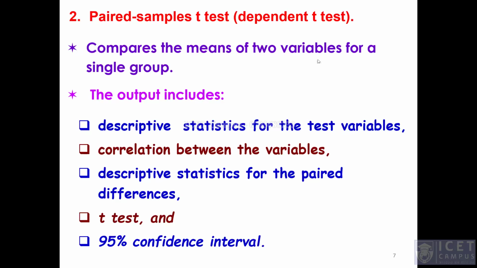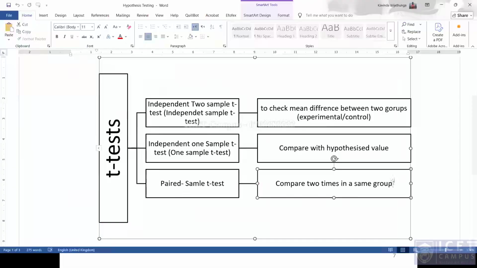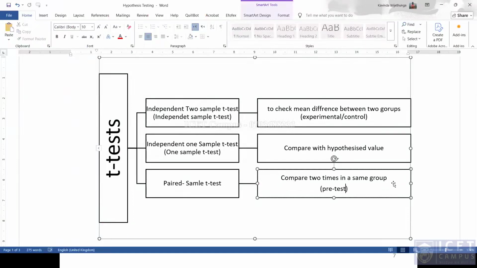Then the second thing we need to remember is that the paired sample t-test is used to compare two times in the same group. Like, we can easily write a pre-test and a post-test, right? If we have a pre-test and post-test in the same group of participants, we can use this paired sample t-test.